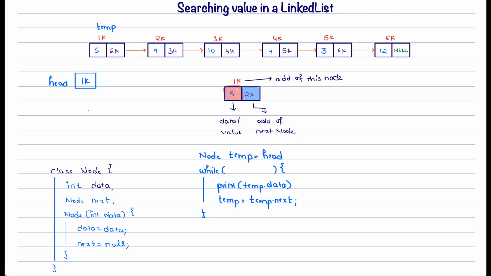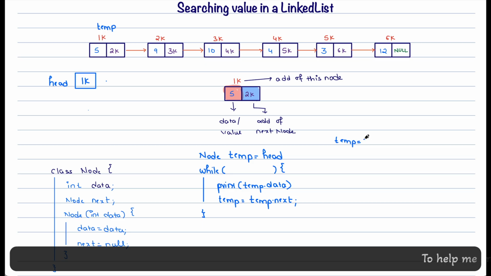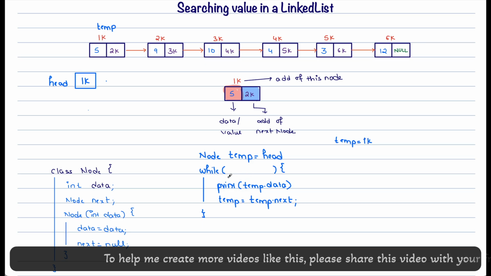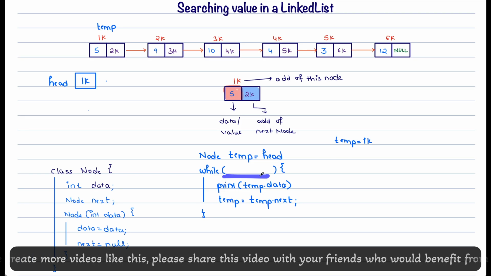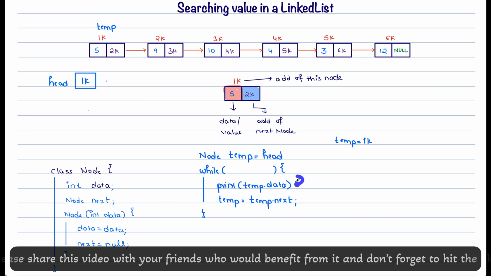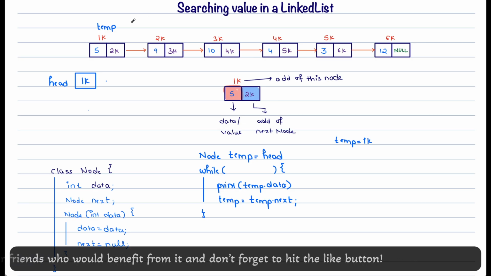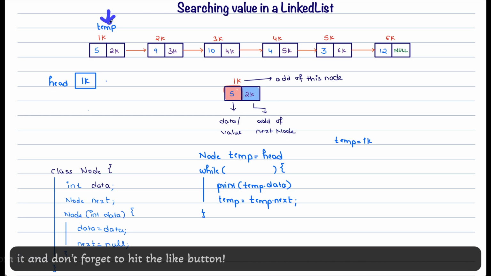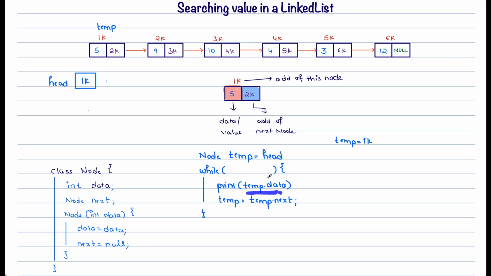Okay, now let's try to dry run it. Initially the temp is 1k, which is copied from the head. Now let's imagine that this while loop is getting true, and hence we are entering this while loop. Right now temp is over here, and I'm going to print temp of data. That means 1k of data, which is 5. So let's print it. After printing, I need to update the temp. So 1k of next is nothing but 2k.